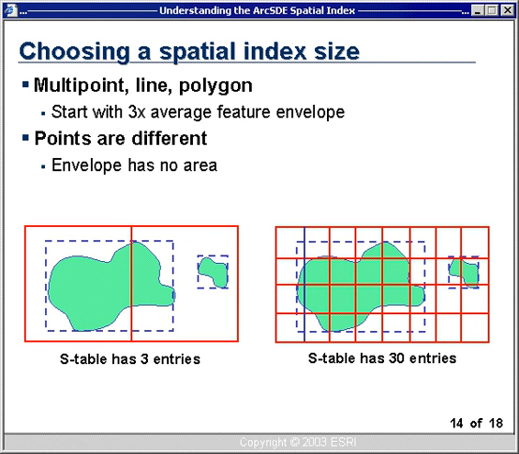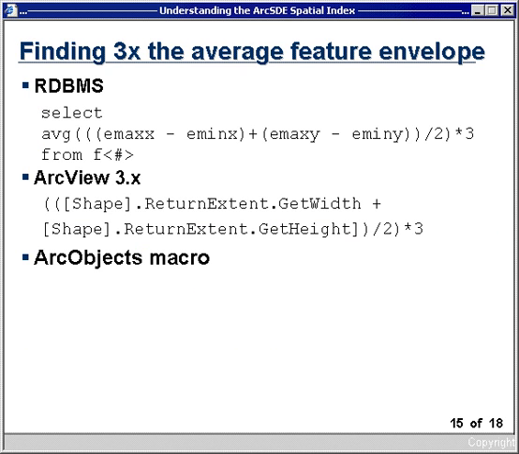So just a quick review of what we've looked at. We've looked at the defaults that get calculated for you, and if you're going to calculate your own settings or reevaluate the settings for existing spatial indexes, what your goals should be for setting those spatial index sizes, as well as a good starting point for choosing a spatial index size. So I mentioned to you that you want to look at using 3 times your average feature envelope as a good starting point.